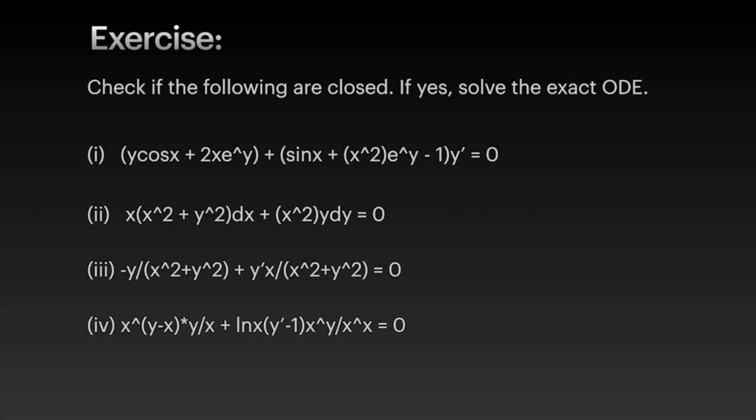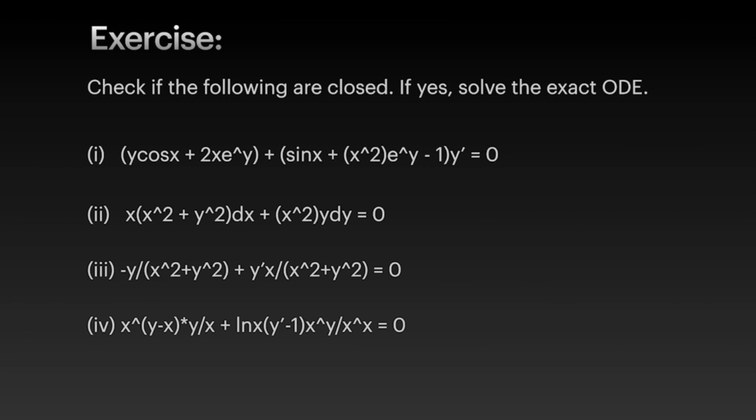So y cos x becomes cos x. 2 into x into e power y, because e power y's partial derivative with respect to y is just e power y. So we get cos x plus 2x e power y.